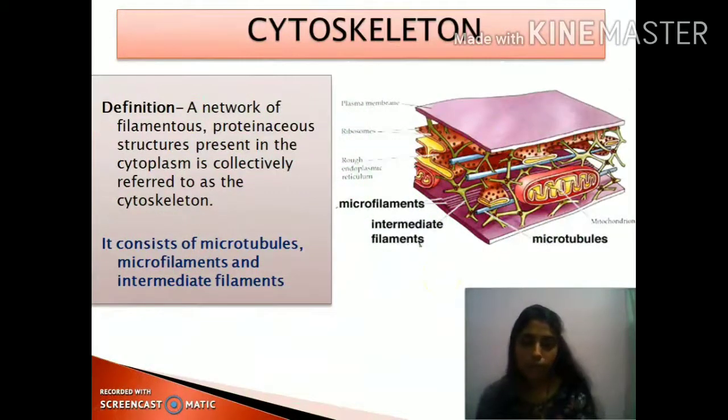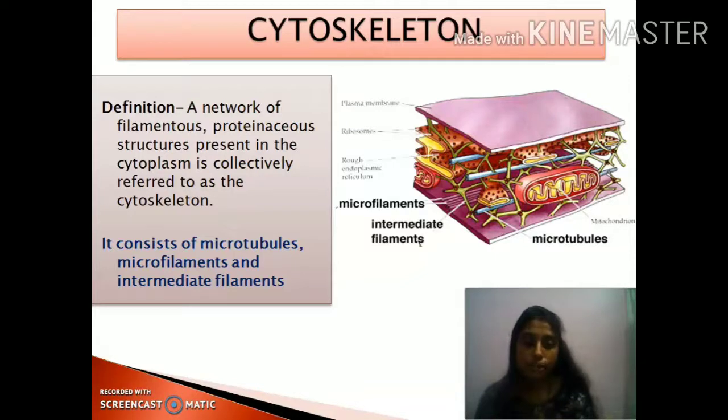So let's move to the next topic, the next type of important cellular structures, termed as cytoskeleton. That is the framework or the network of our cell. What is a skeleton basically? We have a skeleton, right? It is nothing but a framework, a part of our body which provides structure or support to our body, right?